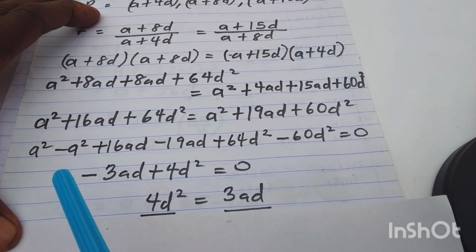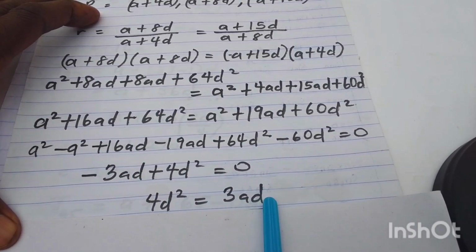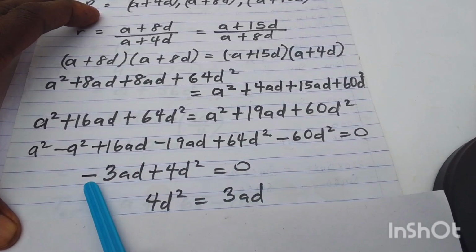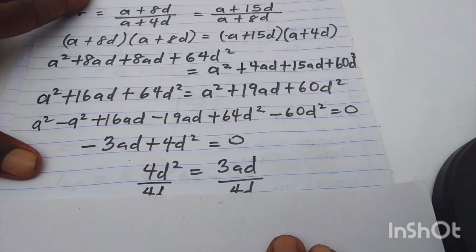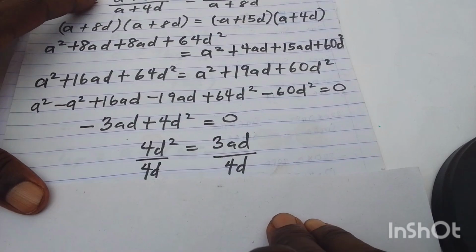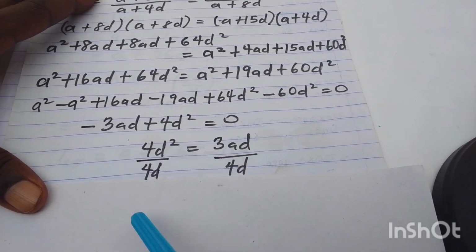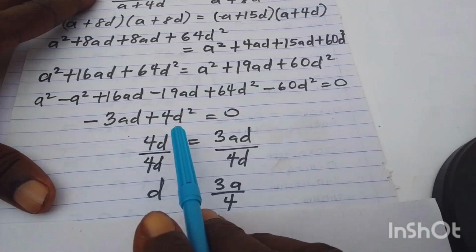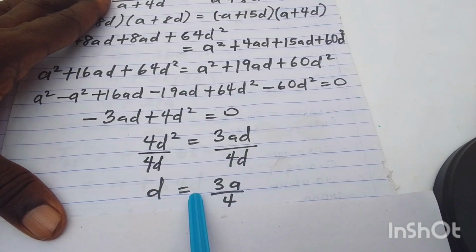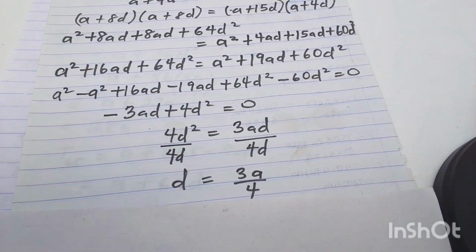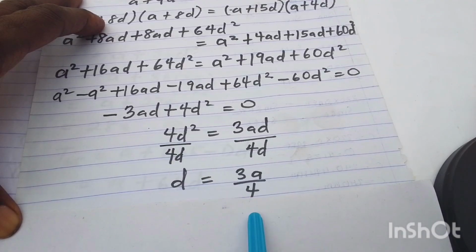So from here, I'm going to bring this minus 3ad to this side. If I bring it to this side, I'm having 3ad. This is minus 3ad. When it comes here, now turn to plus 3ad. So to get the value for d, I'm going to divide both sides by 4d. So when I divide both sides by 4d, 4 cancels 4. The d here will cancel 1d. I'm left with 1d here is equal to 4ad divided by 4d. d cancels d. We have 3a over 4.